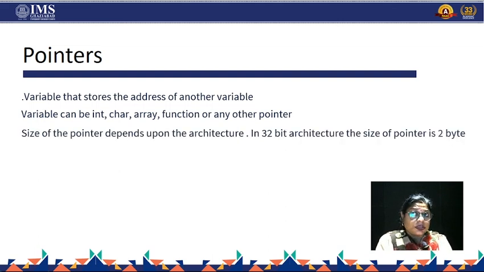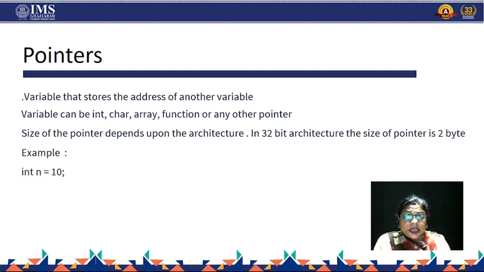Now, how can the size of the pointer be decided? The size of the pointer does not depend upon the data type. It depends upon the architecture of the computer. If the architecture of the computer is 32-bit, the size of the pointer will be 2 bytes, whether it is of integer type or character type or float type or any other type of data.